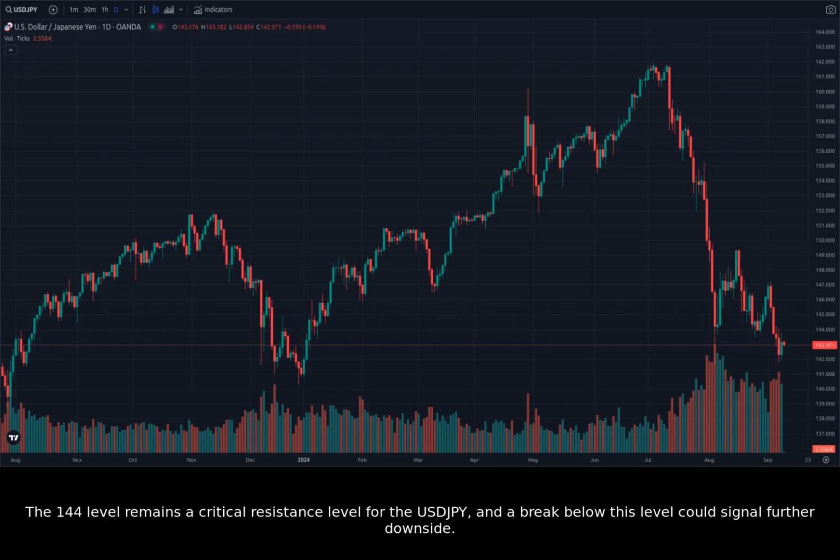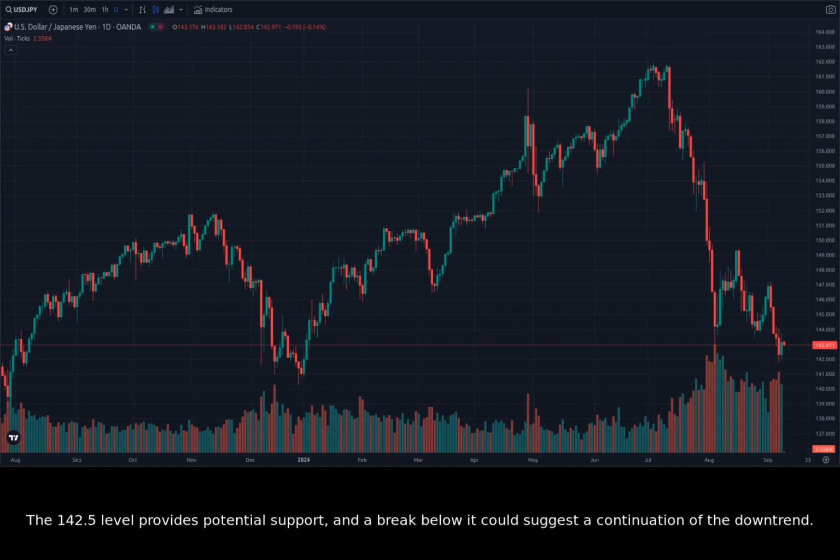The 144 level remains a critical resistance level for the USDJPY, and a break below this level could signal further downside. The 142.5 level provides potential support, and a break below it could suggest a continuation of the downtrend. The 140 level is another key level to consider if the downtrend continues.